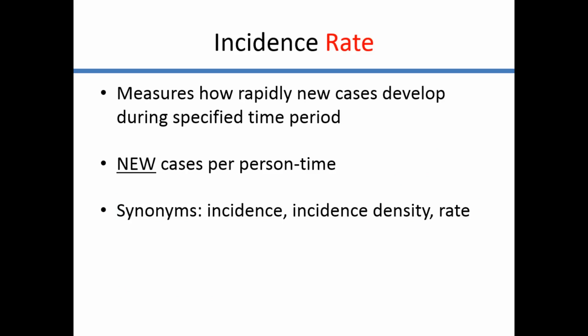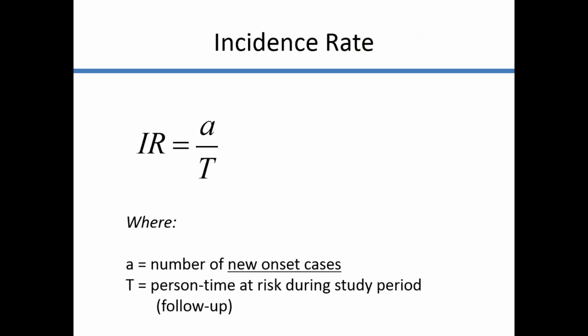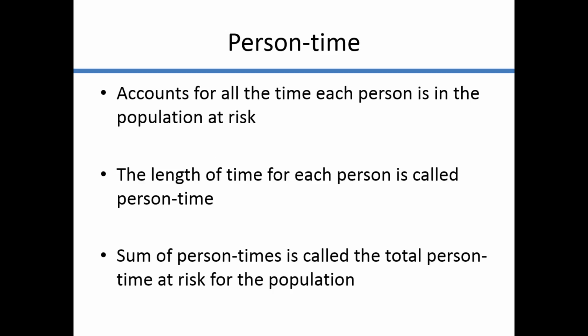Incidence rate, as I said, measures how rapidly new cases develop: new cases per person time. There are synonyms. People will just talk about incidence, or incidence density, or rate, or hazard. It's the number of new cases divided by the person time. I know I'm repeating that, but it's worth repeating, and it's not difficult once you give it some thought.